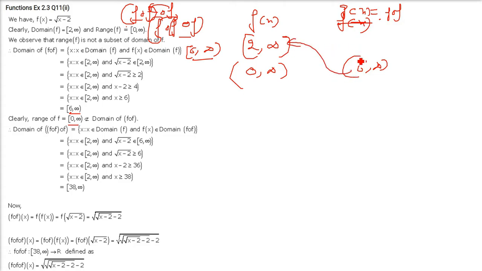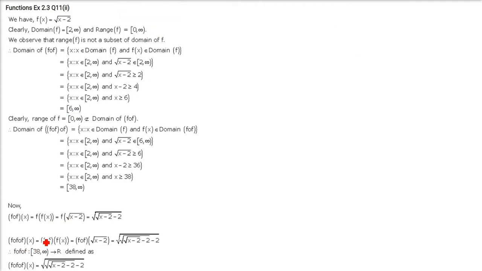So what is the criteria here? The criteria here is that the range of f should be within the domain of fof. That means 0 to infinity should be a subset of the domain of fof, which is 6 to infinity. But 0 to infinity is not inside 6 to infinity. So we are going to do the same thing which I just told you, since 0 to infinity is not coming inside 6 to infinity.